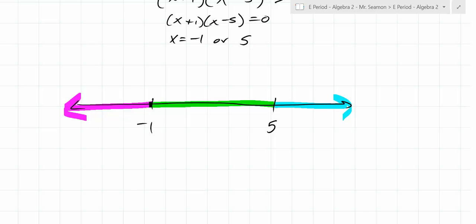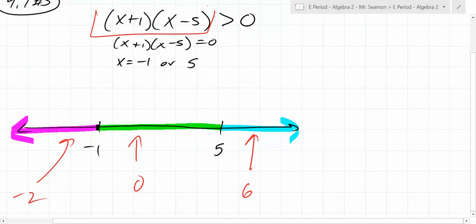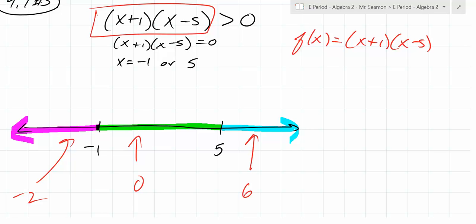What's between -1 and 5? 0. How about -2 and 6? So what you do is you need to test that in this function right here. You let f of x equal x plus 1 times x minus 5, like we did before. And then you're going to do f of -2.